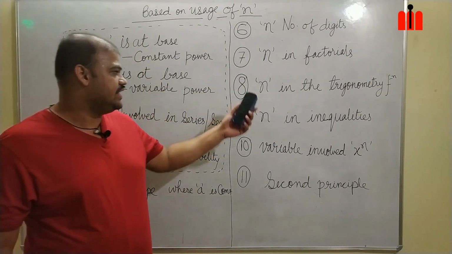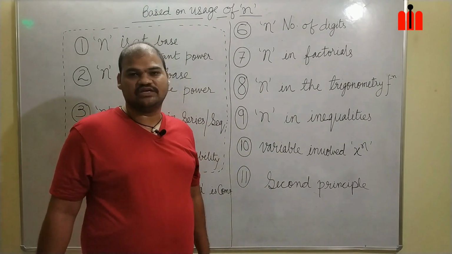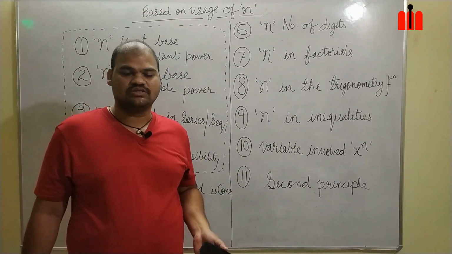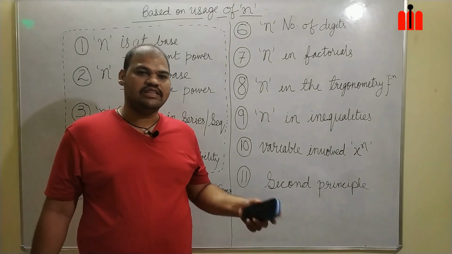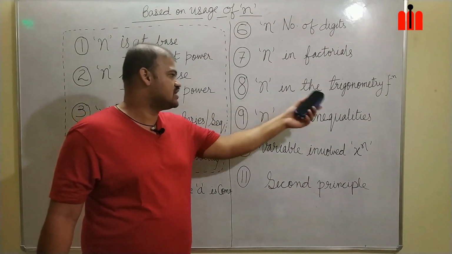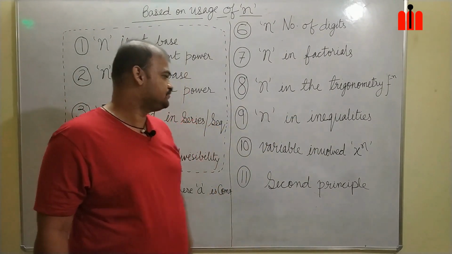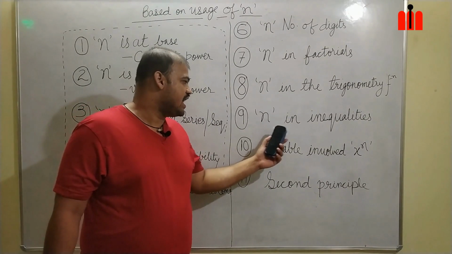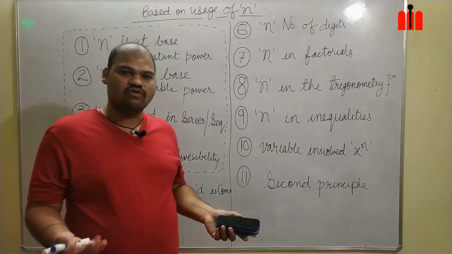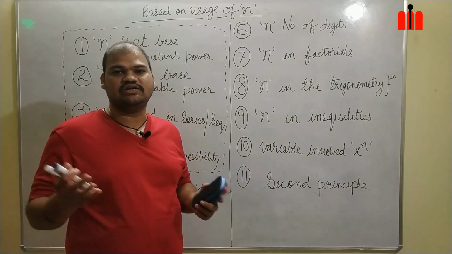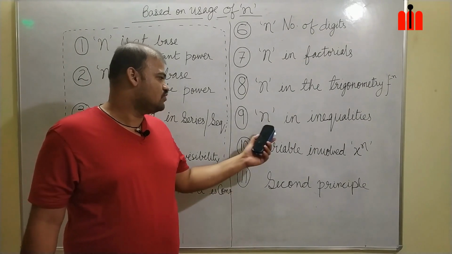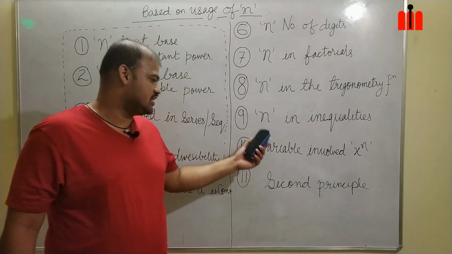Now category number 8. N is in trigonometric function. So trigonometric function is like sine, cos, tan, in which n is involved. Okay, so such type of generalization problems are there in category 8. Category 9. N in inequalities. Whenever there is a sign of inequality, that LHS is lesser than the RHS, such type of problems. Okay, so n is in inequalities. This is another category.